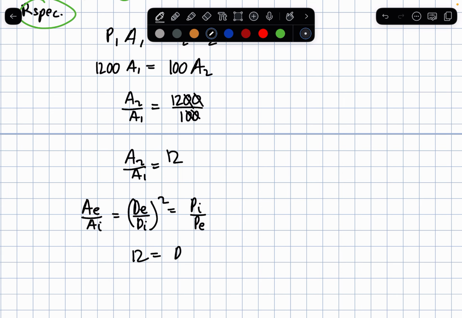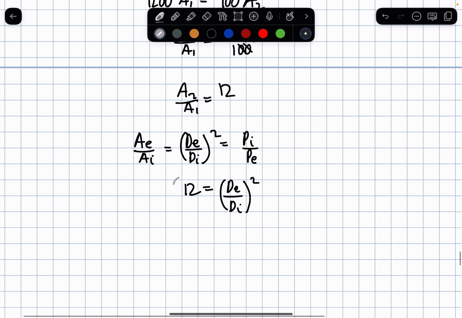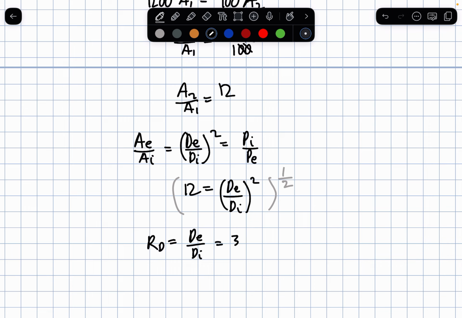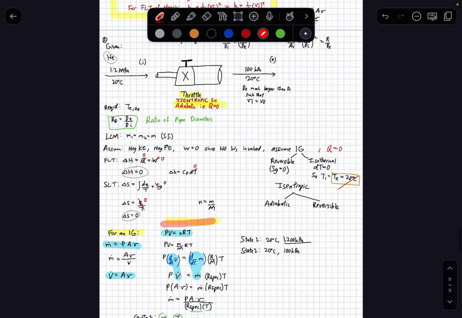So twelve equals dE over dI raised to 2. And raise to 1/2 on both sides: dE over dI. This is our ratio of diameter. Essentially, square root of 12, which is 3.464. I think this is dimensionless, no? And that is our answer. We got it.